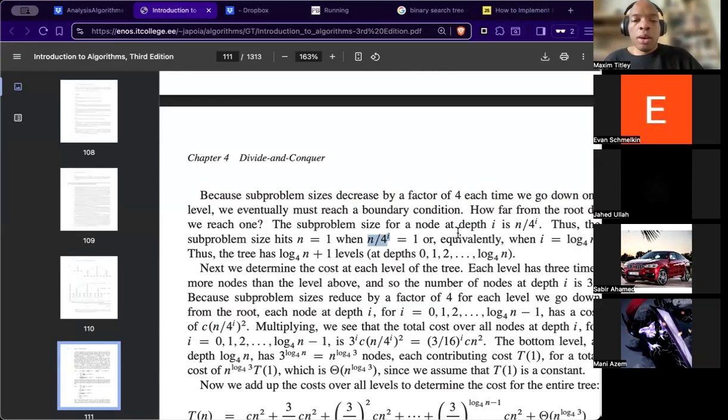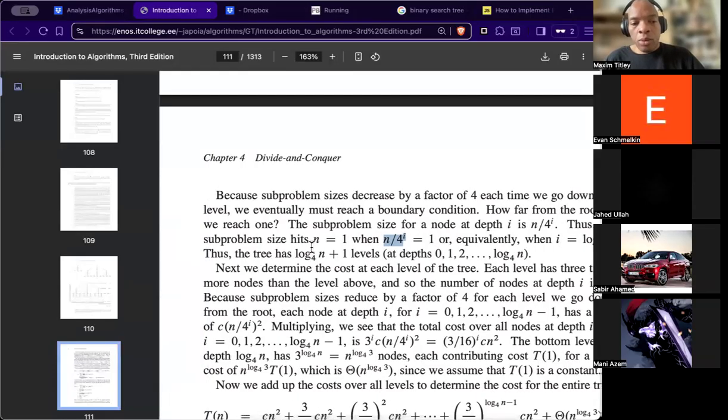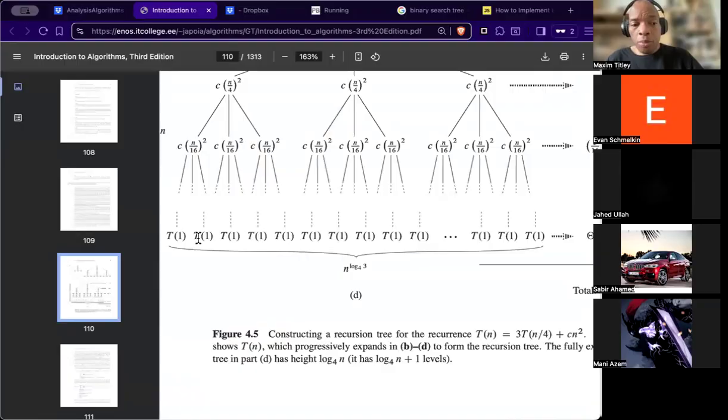Interesting. So now, in what case would I have n equals 4 to the I? And what is this I that I'm looking for? Well, that I would require me to take log base 4 of both sides. Once I take log base 4 of both sides, I notice that I is equal to log base 4 of whatever this n was. And the n part, when we say the subproblem hits size n equals 1 over here, the n part is this guy here.